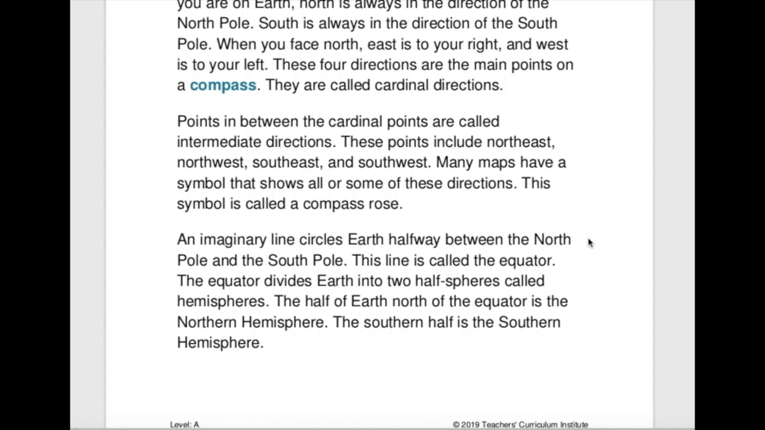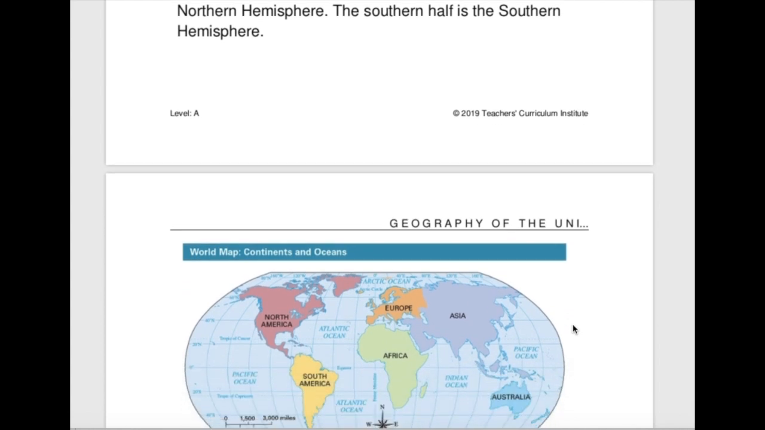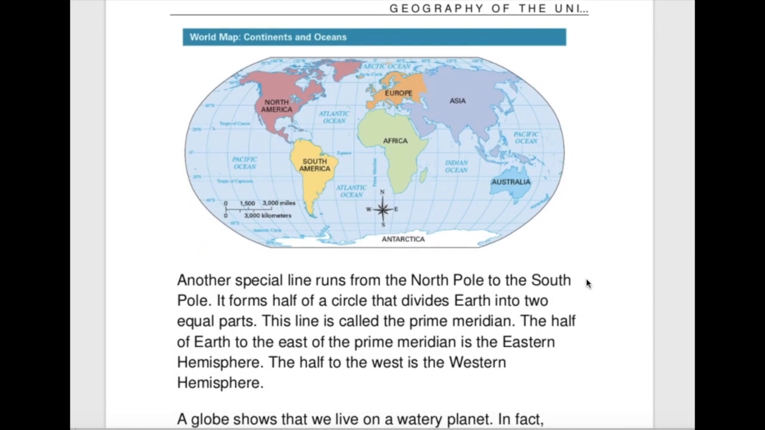An imaginary line circles Earth halfway between the North Pole and the South Pole. This line is called the equator. The equator divides Earth into two half spheres called hemispheres. The half of Earth north of the equator is the northern hemisphere, and the southern half is the southern hemisphere. And I showed you that already with the graphic. So now we have a graphic of a map of the Earth, the world map with continents and oceans.